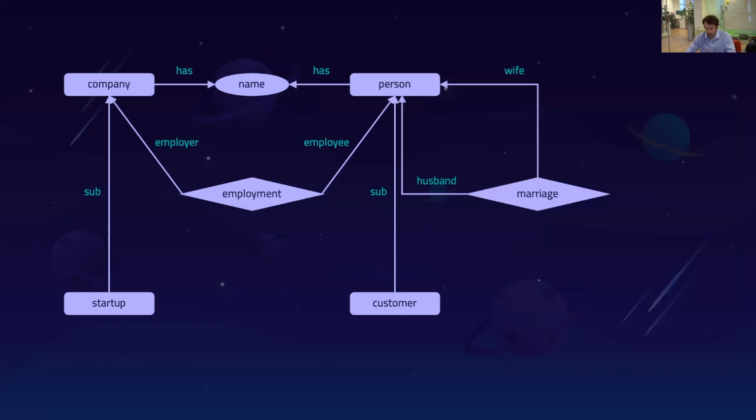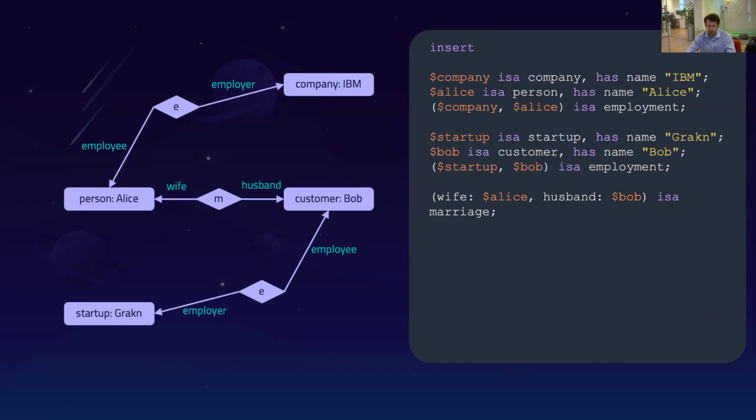Let's say we extend the model further. We say there's a marriage between a husband and a wife, and let's insert some data. So this is what we would write to insert data. Instead of saying define, we use the keyword insert to say, hey, TypeDB, I want to insert some data instead of schema. And we want to say that IBM employs Alice. Alice is married to Bob, and Bob works at a startup, Kraken.